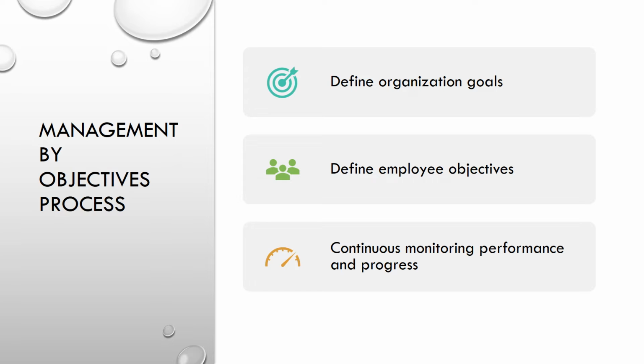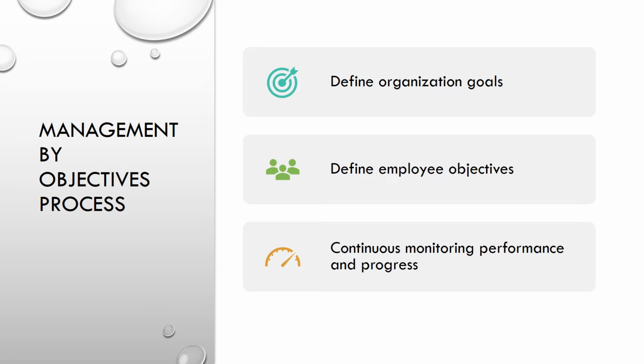After setting up the objectives for the employees, the third process will be continuously monitoring the progress and performance of the employees. By just setting out the organizational goals and objectives to the employees, it is not enough to achieve the organizational goals. So the third process will be monitoring the progress and performance of the staff or employees: how they are doing the work, what difficulties they are facing, and what techniques they are using to complete the goals.